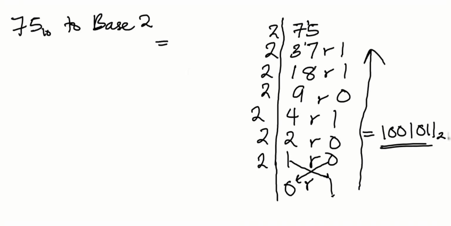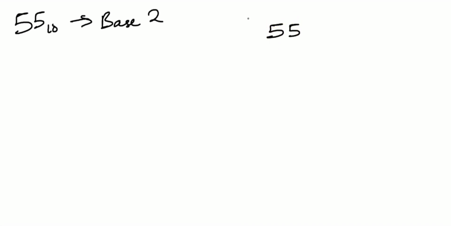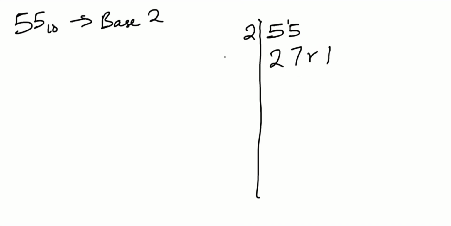Alright, very clear. So let's solve one more problem there. So we have 55 base 10, want to go to base 2. It's going to be equal to, we have 55 divided by 2. So 5 divided by 2 there is 2 remainder 1. 15 divided by 2 is 7 remainder 1. So that's what we have. 2 divided by 2 is 1. 7 divided by 2 is 3 remainder 1.